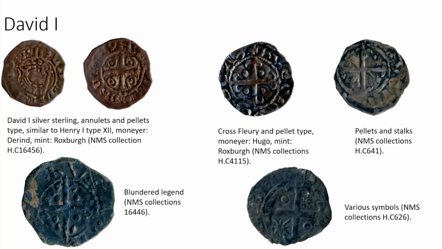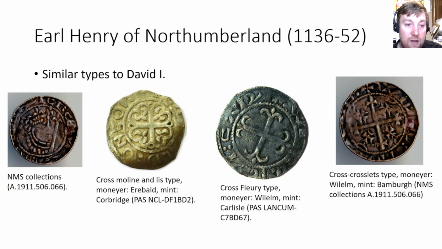On the silver analysis, I'll now move on to actually looking at some of the Earl Henry coins that were also issued alongside David I. So Earl Henry's types basically follow the same basic design as his father, King David, with a crowned bust either facing left or right with a scepter. But the legend around the coins, when legible, actually names Henry as Earl of Northumberland, rather than as King of Scots, as it does on David's coins.